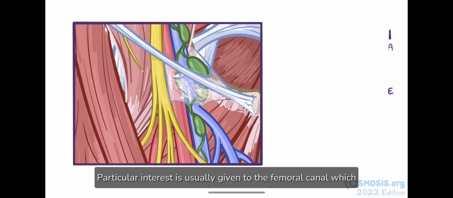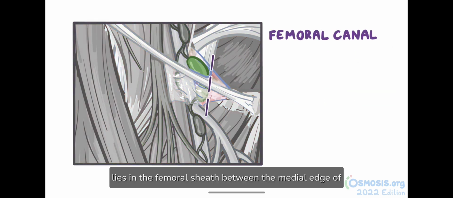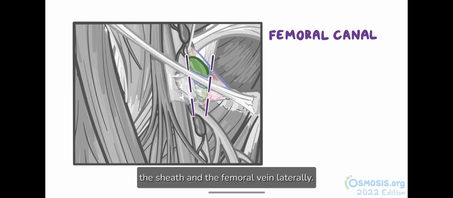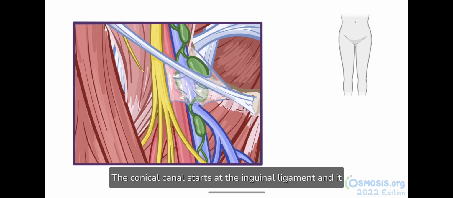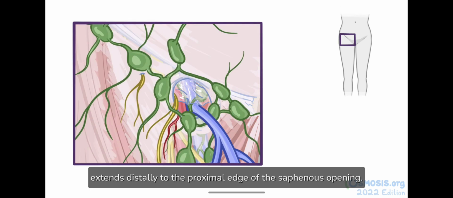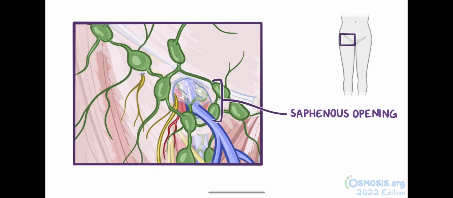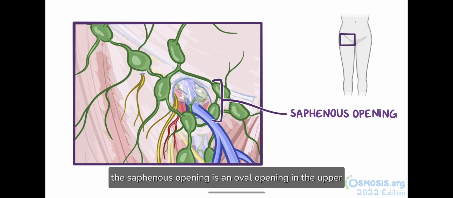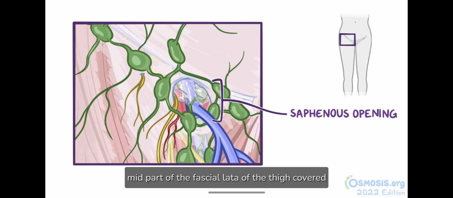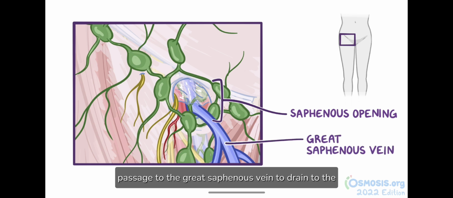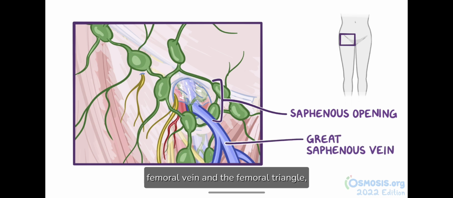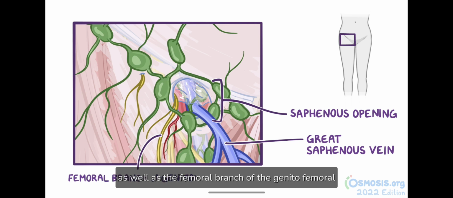Particular interest is usually given to the femoral canal, which lies in the femoral sheath between the medial edge of the sheath and the femoral vein laterally. The conical canal starts at the inguinal ligament and it extends distally to the proximal edge of the saphenous opening. And just in case you forgot, the saphenous opening is an oval opening in the upper mid part of the fascia lata of the thigh, covered by the thin, perforated cribriform fascia, and which provides passage to the great saphenous vein to drain into the femoral vein in the femoral triangle, as well as the femoral branch of the genitofemoral nerve.